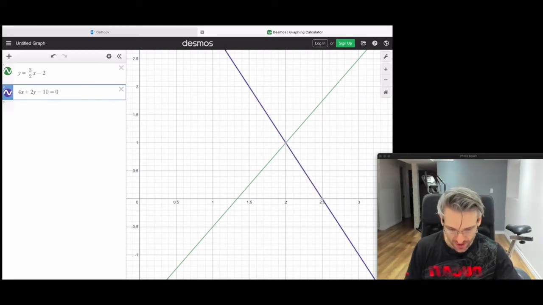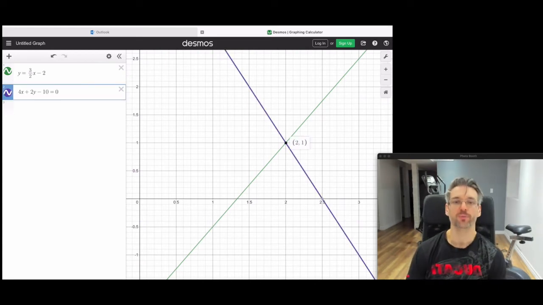But anyways, here's where they intersect. Notice (2, 1). There you have it. All right. I mean, having a tool like Desmos is crazy. You know, when I used to do this, there were no tools like this.